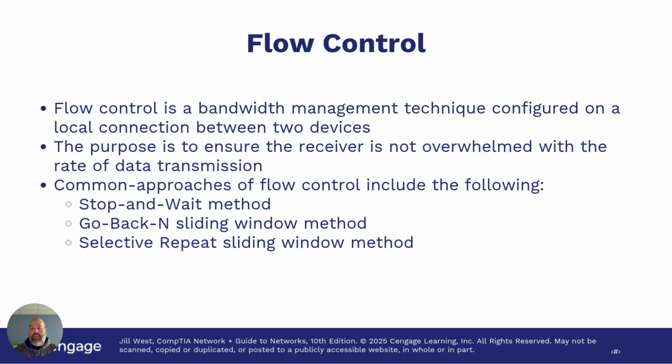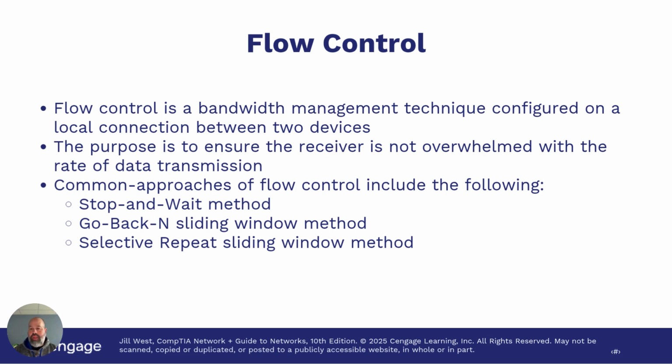Flow control is bandwidth management between two devices on a local connection. Its purpose is ensuring the receiver doesn't get overwhelmed, kind of like making sure you don't talk so fast to a friend that your friend really can't understand you. So you're like gibberish.